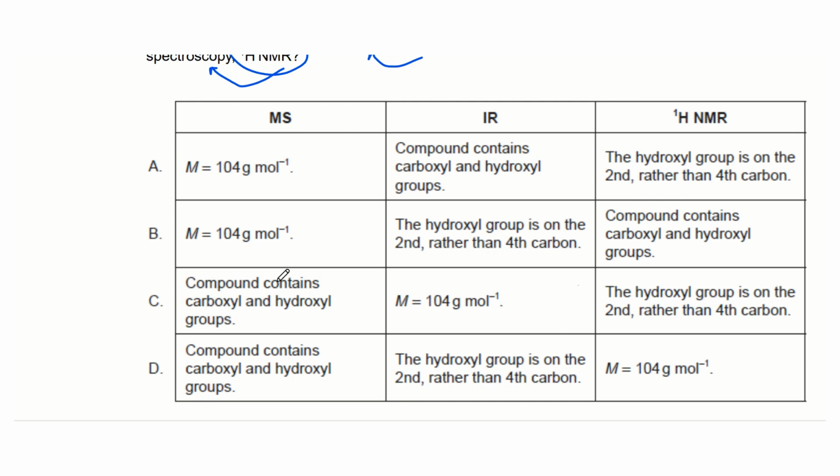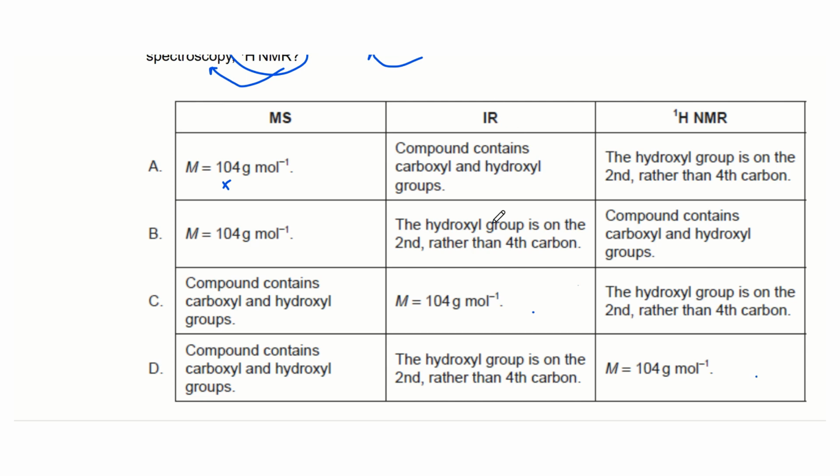So if we look at the first column here, which is the MS, we can see that there are two parts of information. I have 104 grams per mole. And as you remember from the mass spec, the last peak that I see is that of the molar mass of the molecule. And another thing that it shows in this column is that the compound contains carboxyl and hydroxyl groups. I can easily eliminate this from here, or I can look at it another way in terms of the IR and the proton NMR.